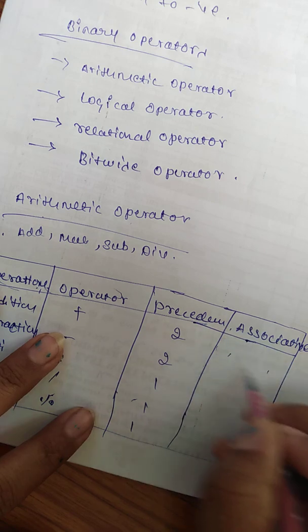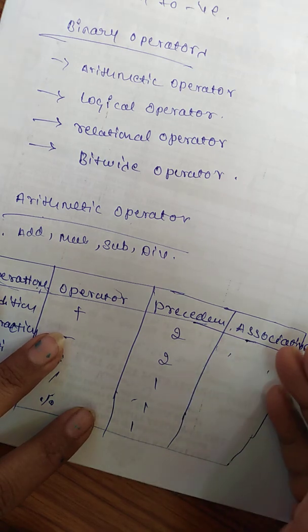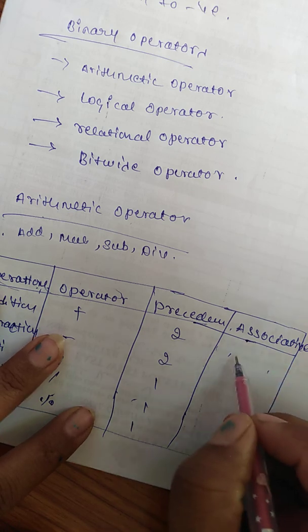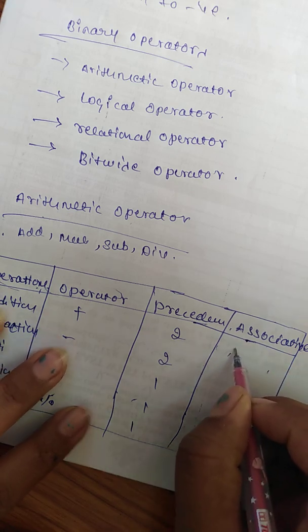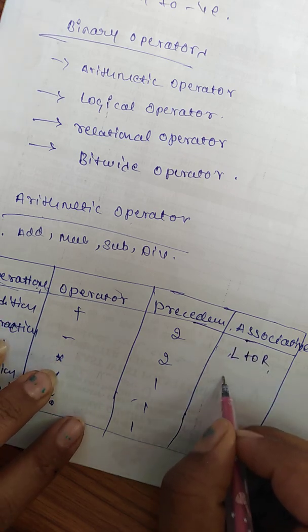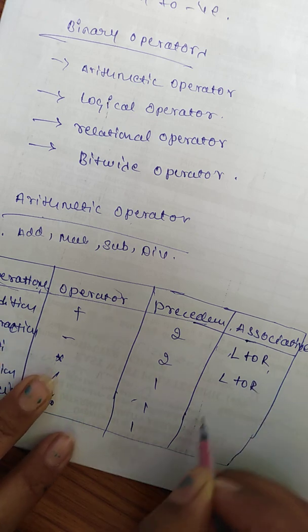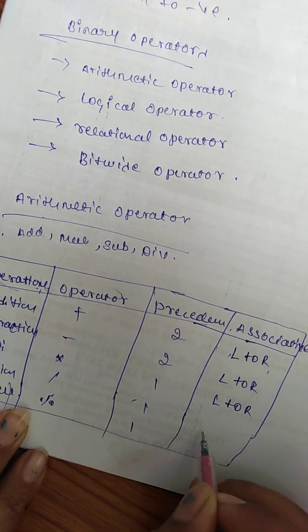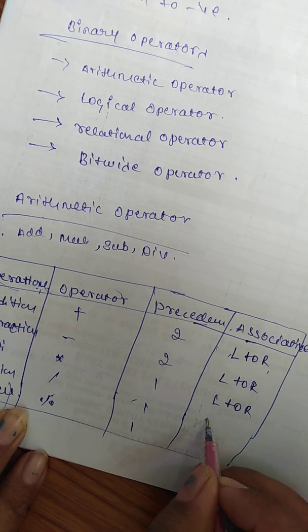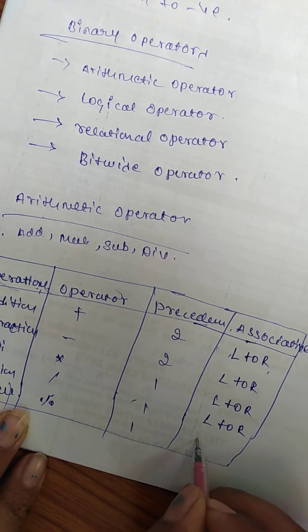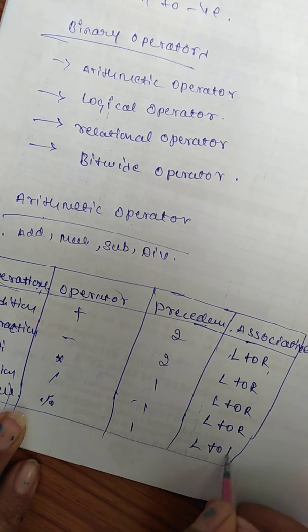Then, what we can write in a program, the operator will be represented in associativity. First, addition we can represent left to right. Subtraction also left to right. Then multiplication also left to right. Then division also left to right. Then modulus also left to right.